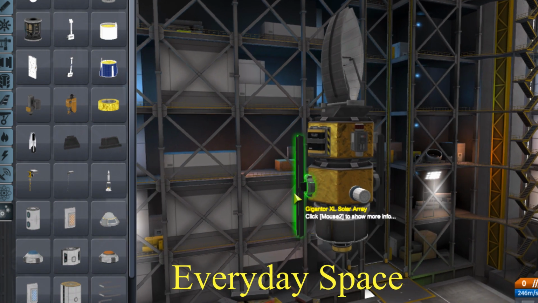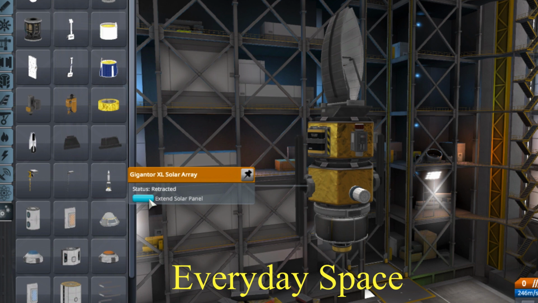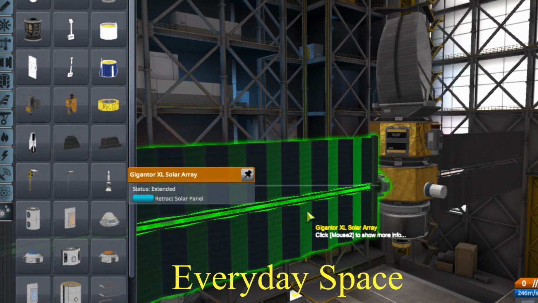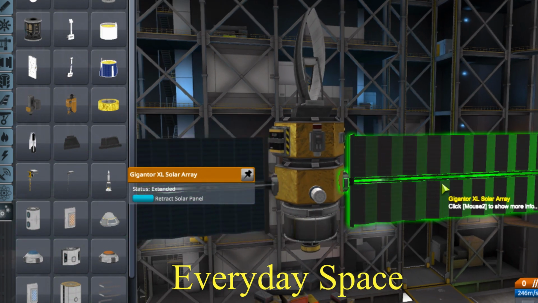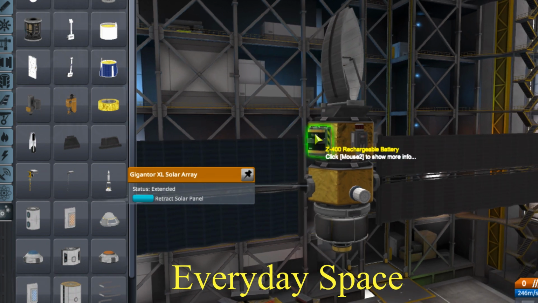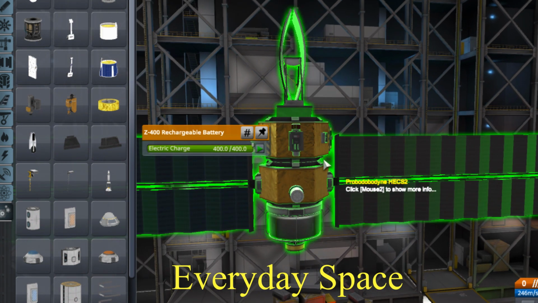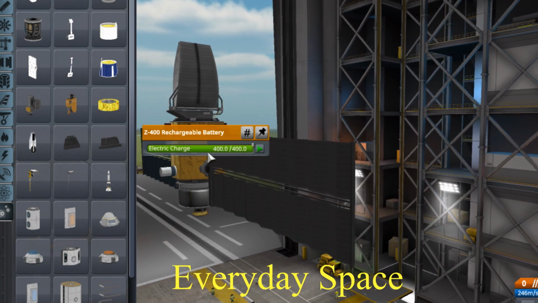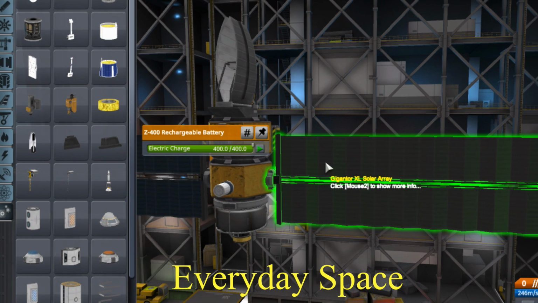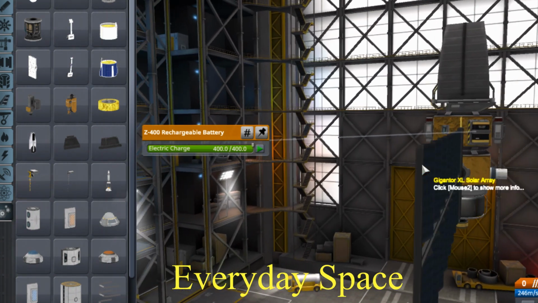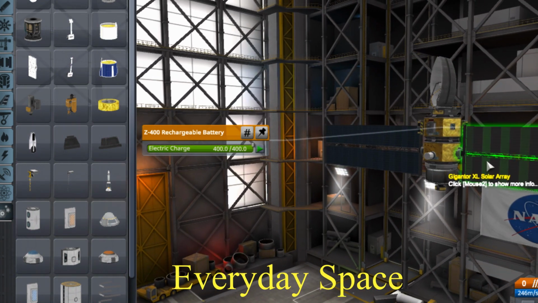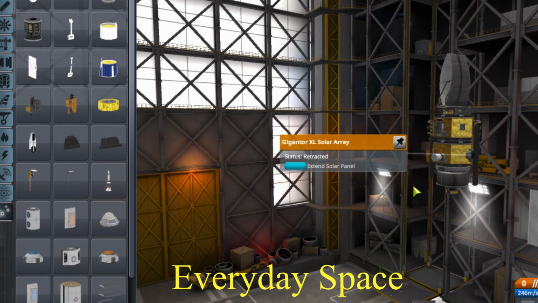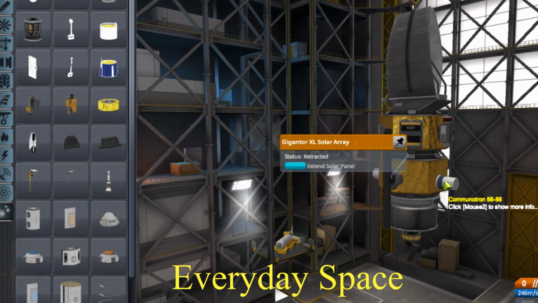Now let's take a look at what actually powers our satellite. These are the two solar arrays, or solar panels, that power the spacecraft. These two solar panels send their electric charge to these two rechargeable batteries. They can retract and deploy when needed.